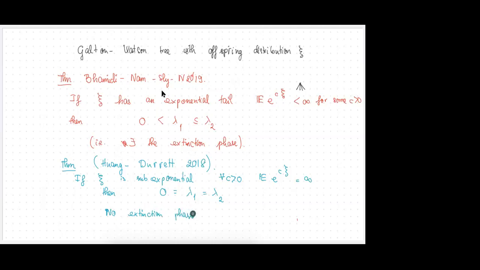At least for those who don't know, what is a Galton-Watson tree with offspring distribution xi? Can you remind us briefly? Yes, very good question.